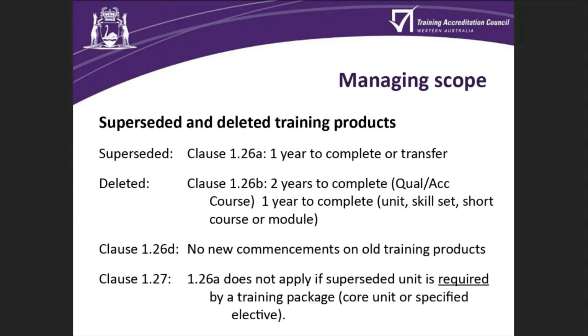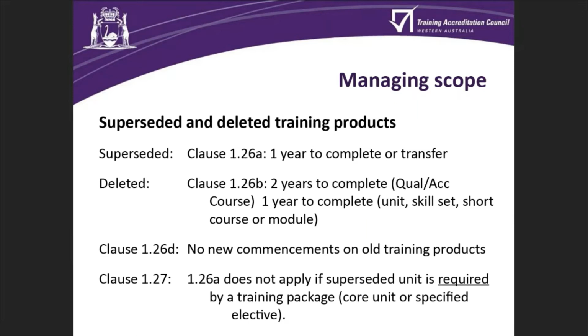In the case of an accredited course, the word that's used is expired, and you need to check to make sure whether the expired course has been superseded, in which case the superseded 1 year transfer or completion rule would apply, or whether the accredited course has been deleted. So the one word, expired, is used for accredited courses. You need to ascertain whether it's superseded or deleted, and then apply the rules that are listed there.